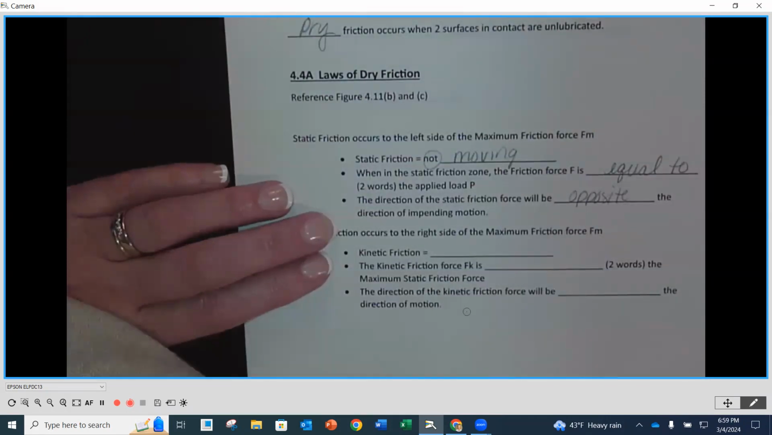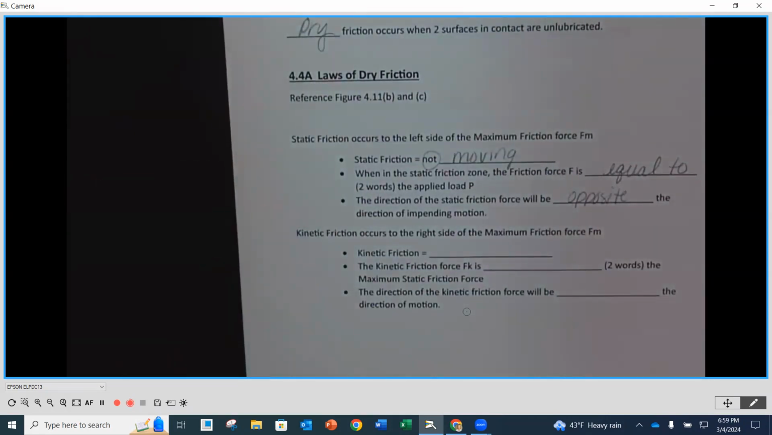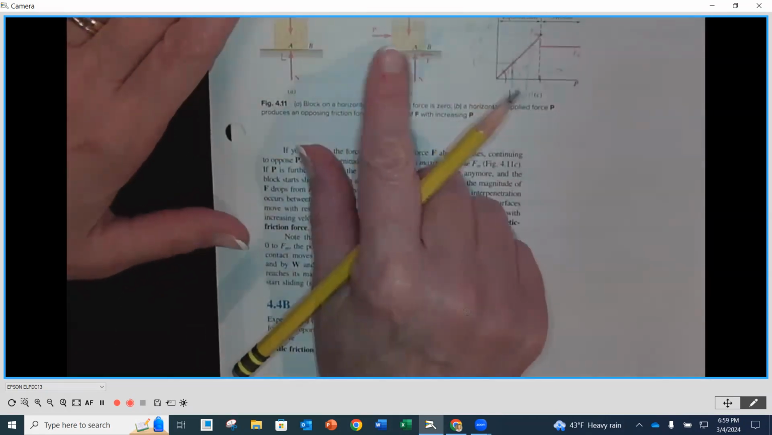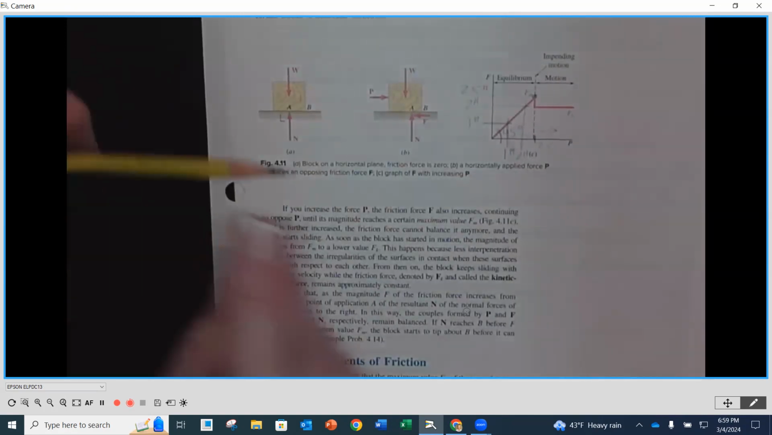And then the direction of the static friction force will always be opposite the direction of impending motion, meaning, as we saw earlier, we had the P pushing to the right on that block. That means that the opposing force, the friction force, has to go in the opposite direction. So impending motion is going with the pushing force, and my friction force will always be opposite to that. It's going to be opposing it.